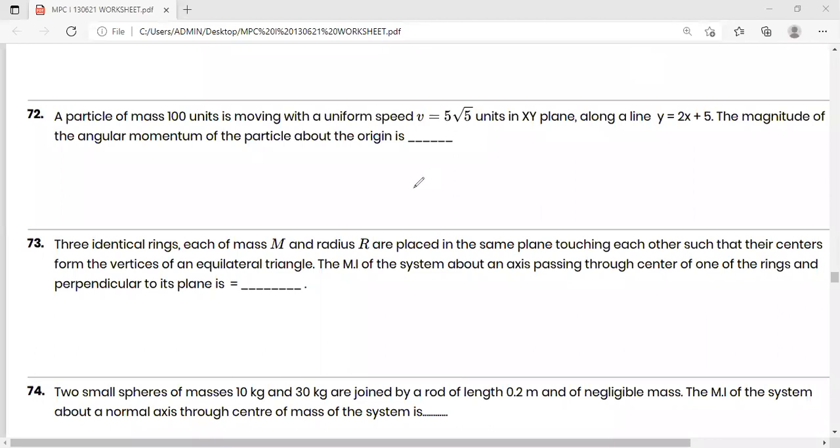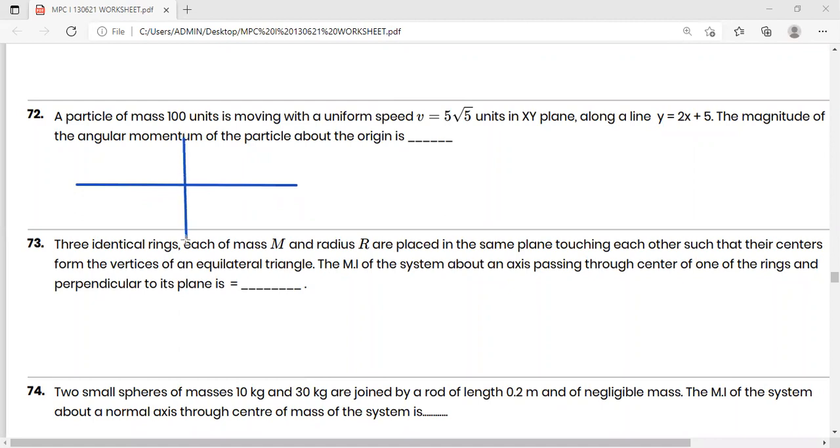Question number 72. A particle of mass 100 units is moving with a uniform speed v equal to 5√5 units in the xy plane along the line y equal to 2x plus 5. Find the magnitude of angular momentum of the particle about the origin. So angular momentum is mvr only. Mass and velocity are given; you have to find the perpendicular distance between the origin and that given line.